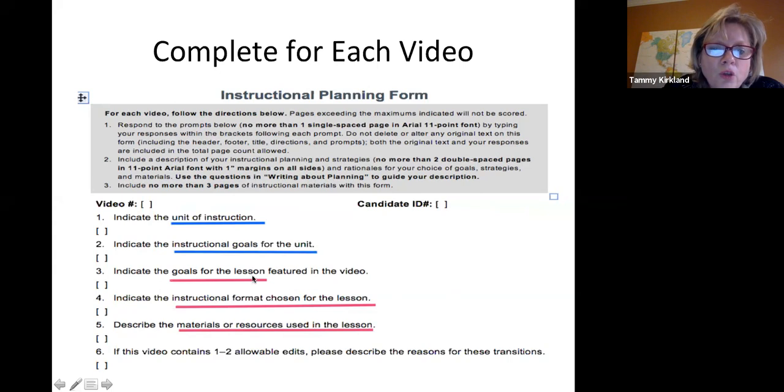So these are where you talk about, and I would write G1 for goal 1, G2, G3, and then as you are writing up your written commentary, you refer to those goals, G1, G2, G3. And your assessor will be looking to see, did you meet that goal or did your students work toward that goal? Indicate the instructional format chosen for the lesson, and then describe the materials or resources used in the lesson. And here, if you do any edits, is where you have to explain that.